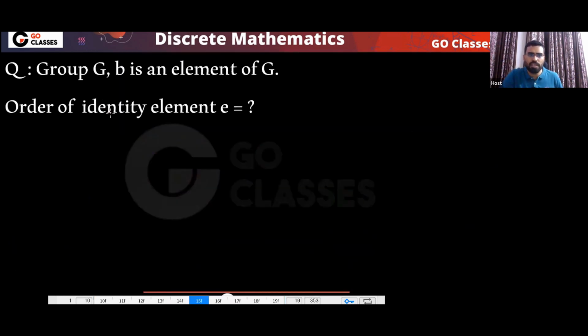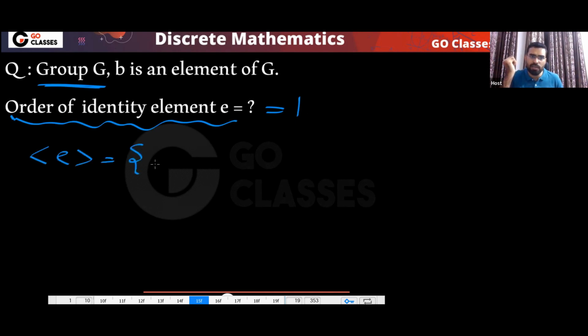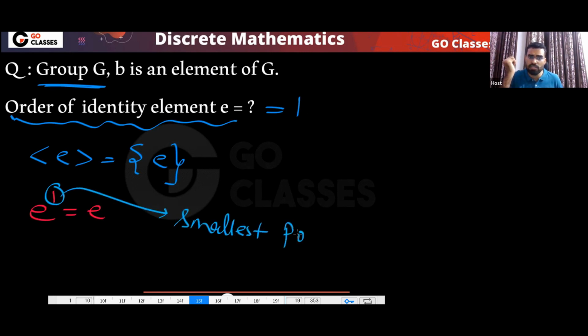Let's solve this question. Quickly tell me the answer. The question is asking the order of the identity element. The order of the identity element is always 1. For every group, whatever group you take, the order of the identity element will always be 1, because the identity element can only generate the identity element. E power 1 is equal to E, and you can notice this is positive and the smallest positive integer. E power 1 is equal to E.